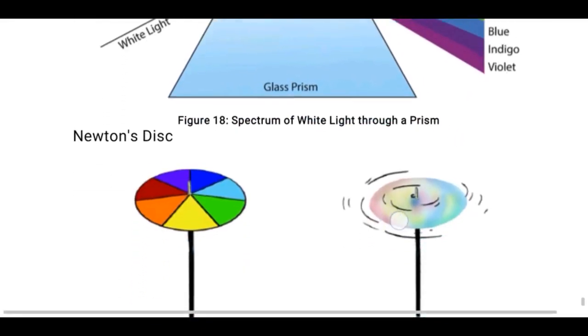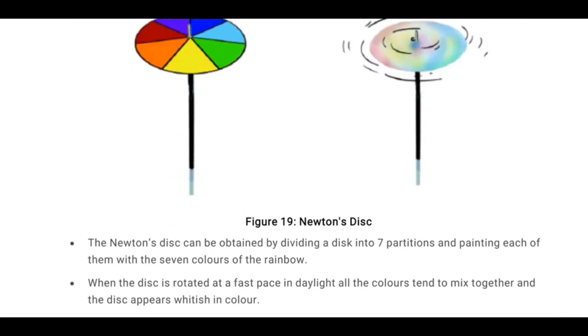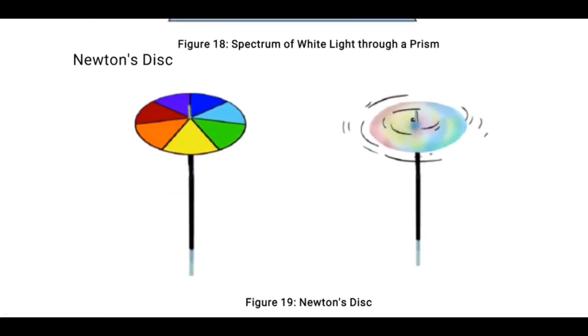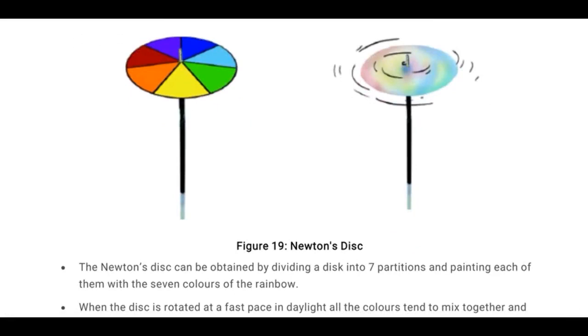So, the Newton disk. This disk helps you showcase whether white light can produce seven different colors. We have a doubt, right? How can white light produce seven different colors? For that confusion, the Newton disk explains very clearly.